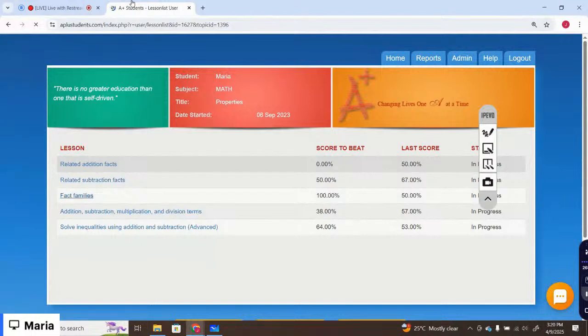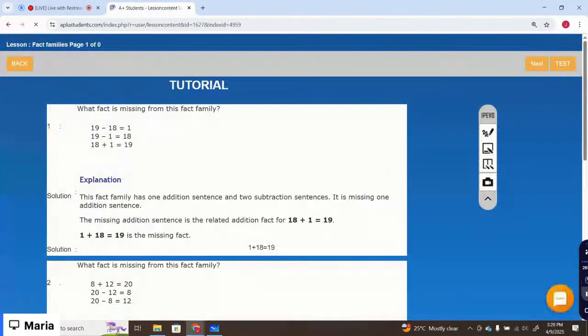The next lesson is fact family. Let's start with the lesson. What fact is missing from the fact family?